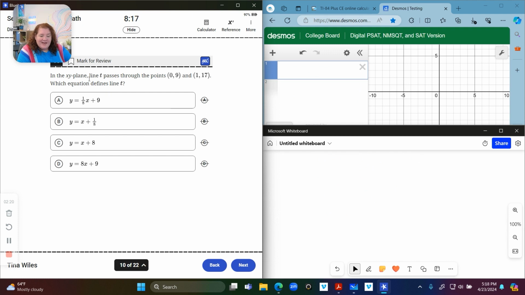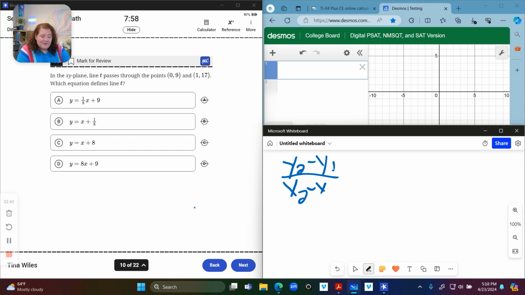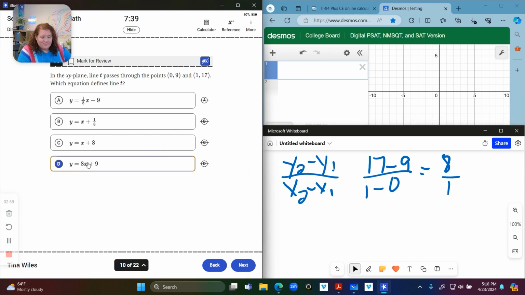Number 10. In the XY plane, line T passes through the points (0, 9) and (1, 17). Which equation defines line T? So if I'm going to solve this problem algebraically, I'm going to find the slope. To find the slope, you do y2 minus y1 over x2 minus x1. So that would be 17 minus 9 over 1 minus 0. 17 minus 9 is 8 over 1. That means my slope is 8. There's only one choice here that has a slope of 8, so D is the answer.